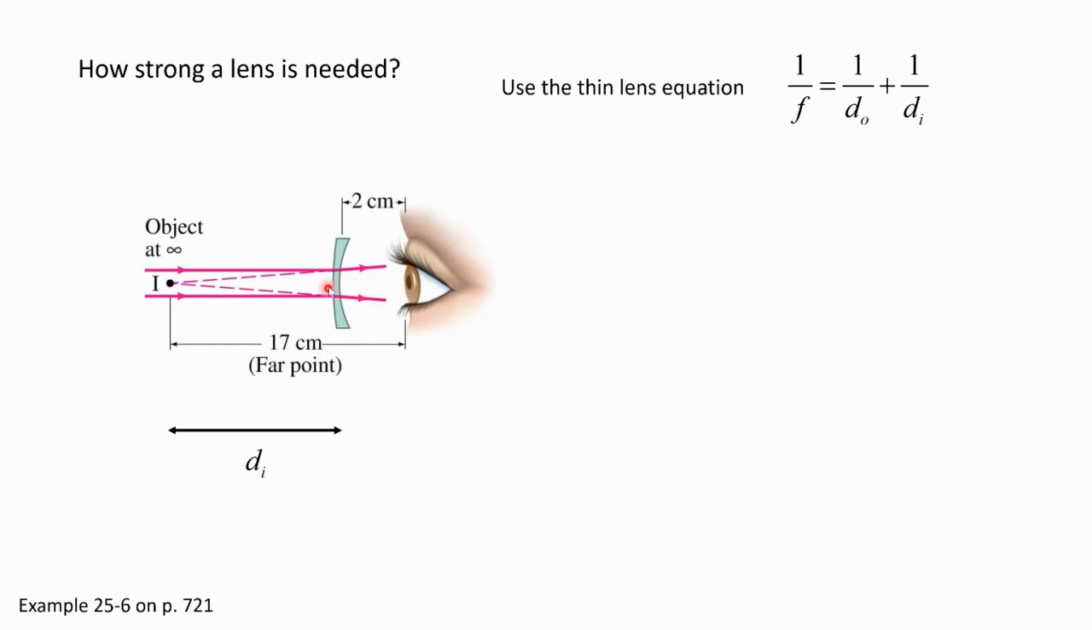Okay, so how strong of a lens do we need? We can use the lens equation. We now know what the image distance is. It's negative 15 centimeters. And the object distance is infinity because it's infinitely far away. So we plug that in here, and we can solve for f. We get negative 15 centimeters, right? So d0 is infinity, so this term becomes 0, and so f just equals d.